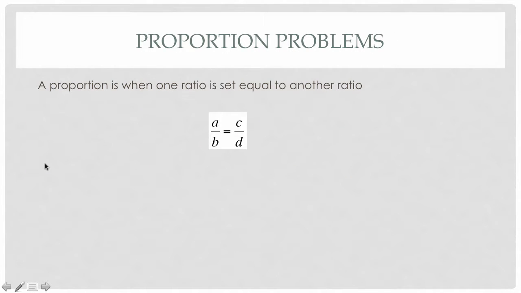All right, let's start off with proportion problems. A proportion is when one ratio is set equal to another ratio. And again, a ratio is just a fraction. We can write it as a fraction. And so typically a proportion problem, you can write it like this. There's one ratio equal to another ratio. Oftentimes we know 3 of the things and we're trying to solve for the unknown 4th thing. So let's look at some proportion problems.